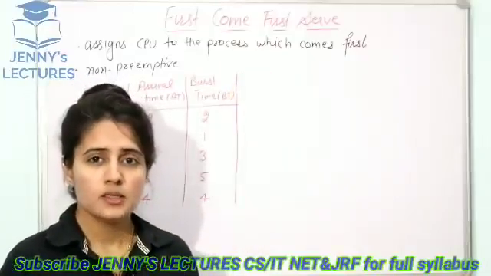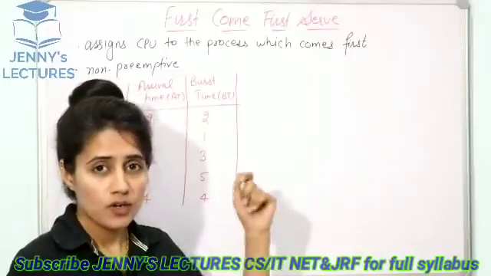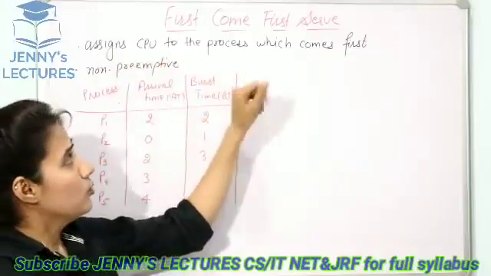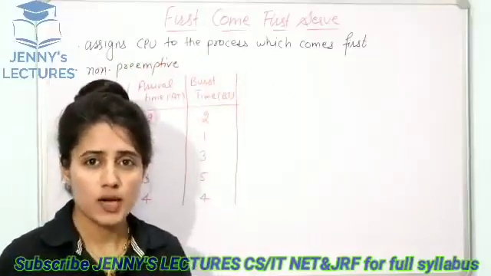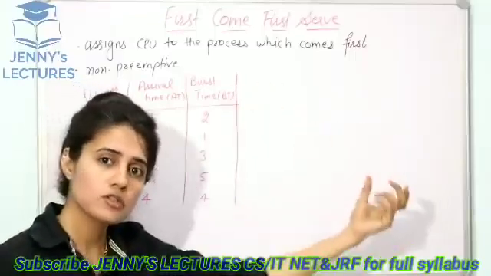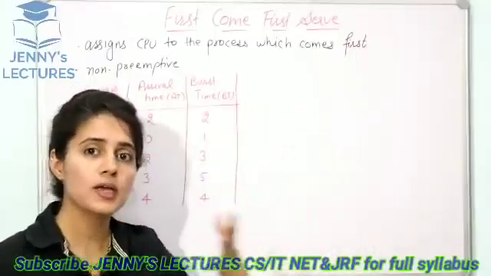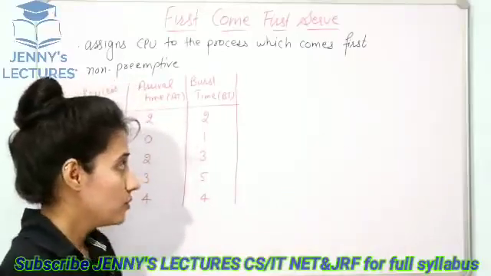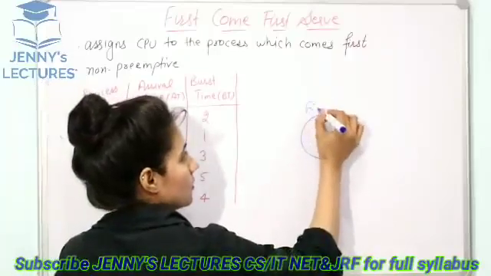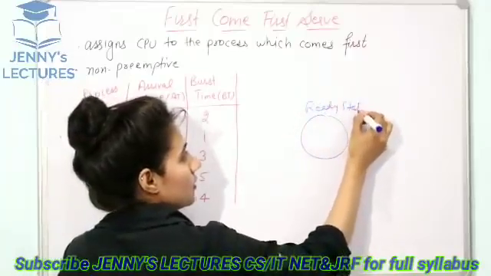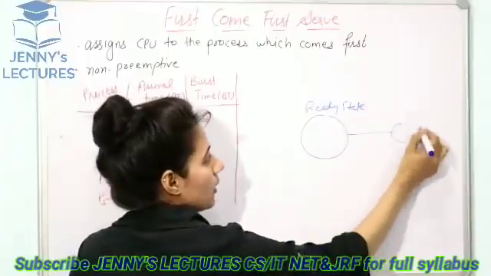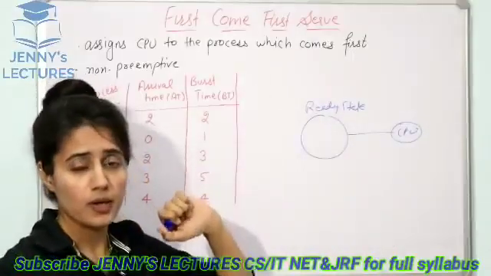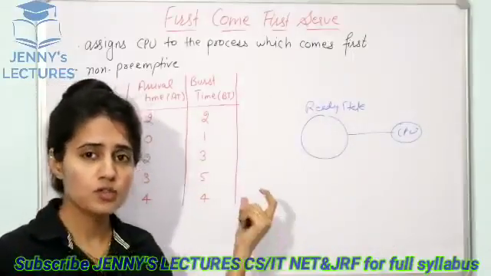This is the simplest CPU scheduling algorithm. What is the funda in this algorithm? In this case, it assigns the CPU to the process which comes first. As the name suggests, first come first serve. The process which comes first will get the CPU first. First means the process which comes in the ready state first; that process would be allocated the CPU. That is the simple funda of this algorithm, and the mode of this algorithm is non-preemptive.